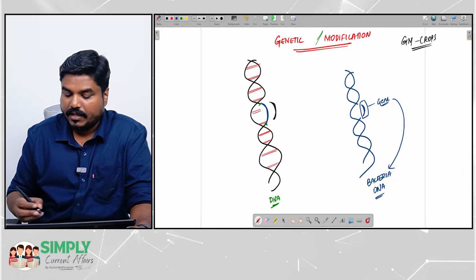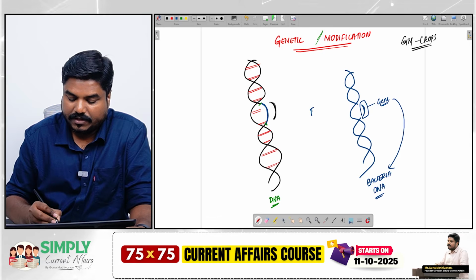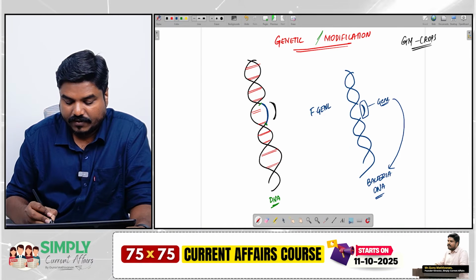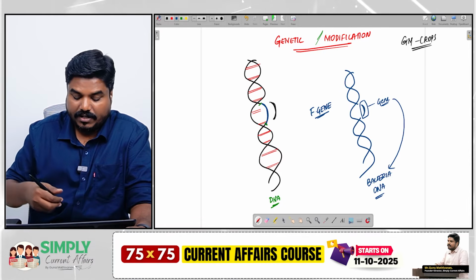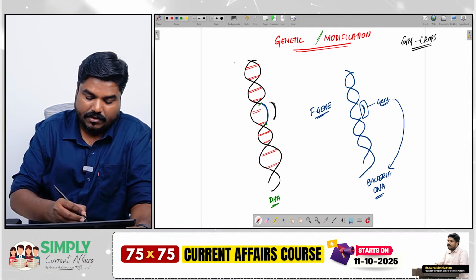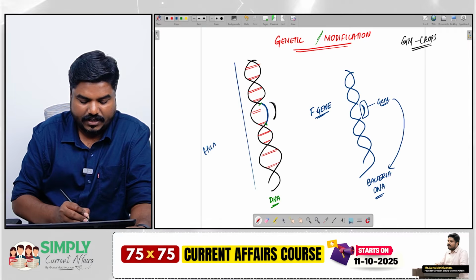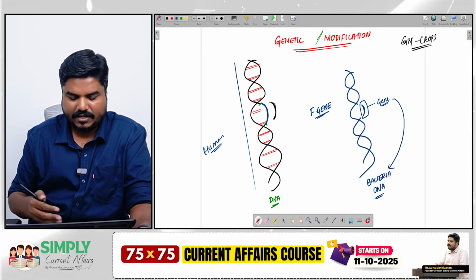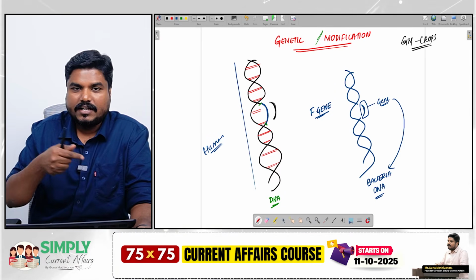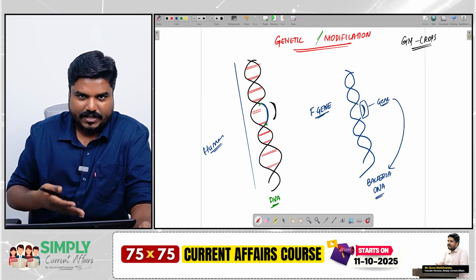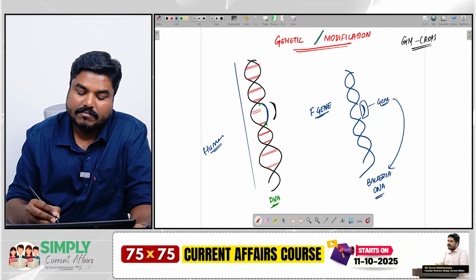So what I did, I took a foreign gene from a different species. I am linking that with the human DNA, assume. Need not be human DNA, it can be any DNA. I am bringing a foreign gene and I am linking it with the regular DNA. This is called a genetic modification.